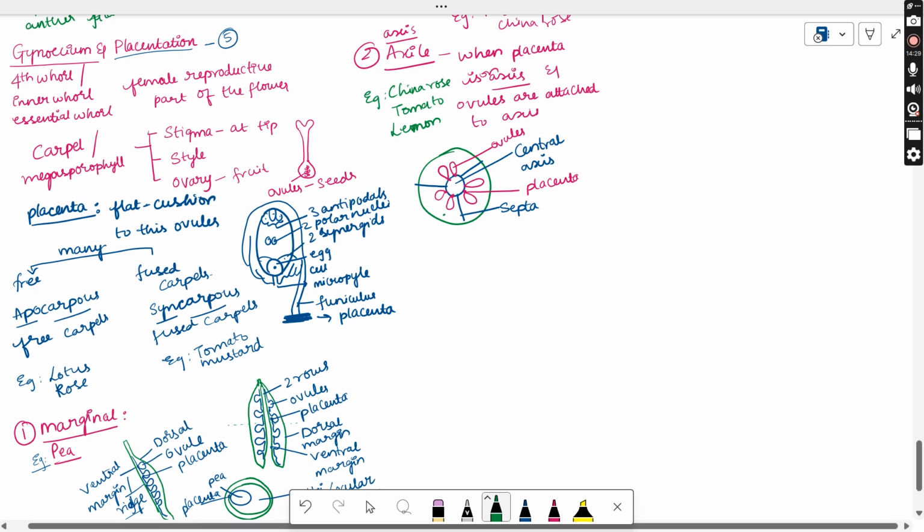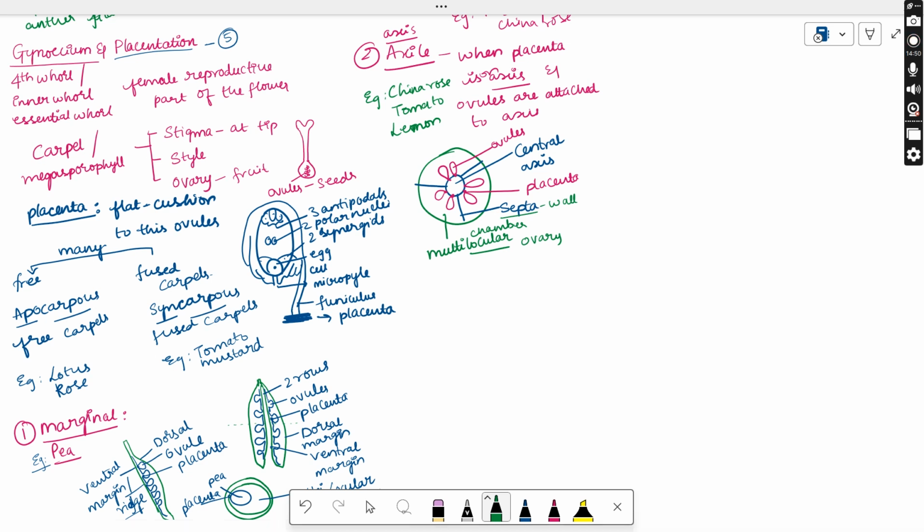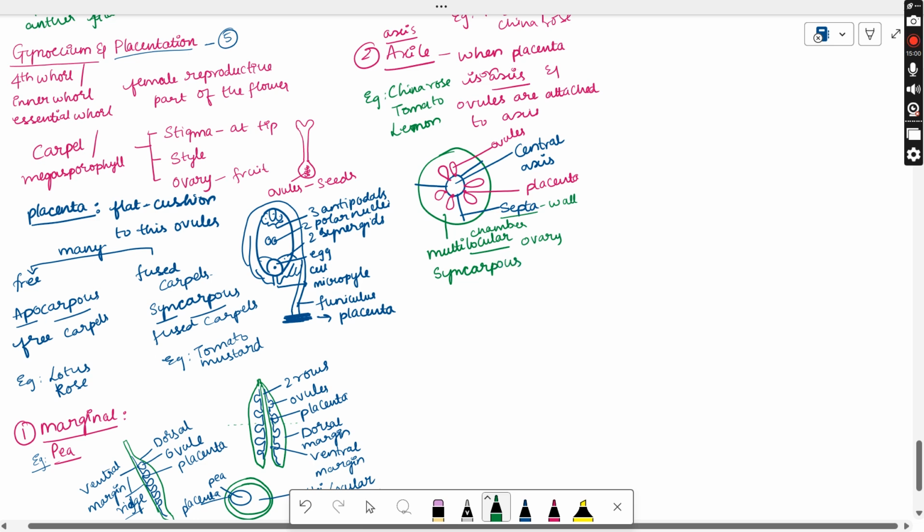So you can find many locules or many chambers. That's why these ovaries are multilocular type of ovaries. Many chambers. Locule is nothing but a chamber. Due to the formation of septa, and septa is just like a wall which is dividing it, these ovaries are multilocular ovaries, which can be seen in this axial placentation. And in this case, you can find the carpels are fused. That fused carpel condition is syncarpous. If free, that is apocarpous. So this type of ovary is syncarpous, multilocular type of ovary, right?